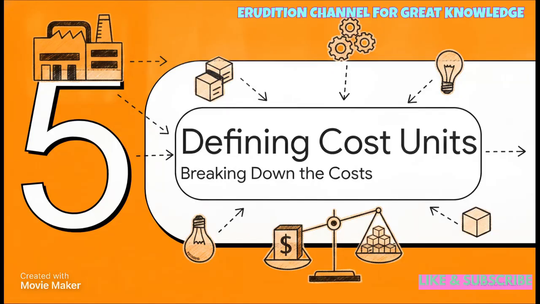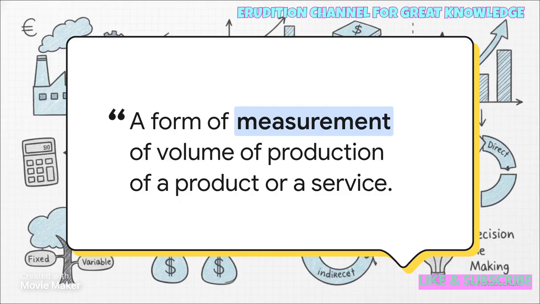And finally, Section 5, defining cost units, breaking down the costs. A cost unit is basically a device we use for breaking up or separating costs into smaller, manageable subdivisions attributable to our products or services. CMA defines it as a form of measurement of volume of production of a product or a service. A really important thing to note here is that the specific cost unit a business uses is generally adopted purely on the basis of convenience and practice in the industry concerned.